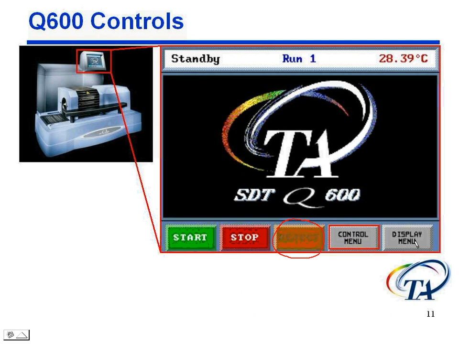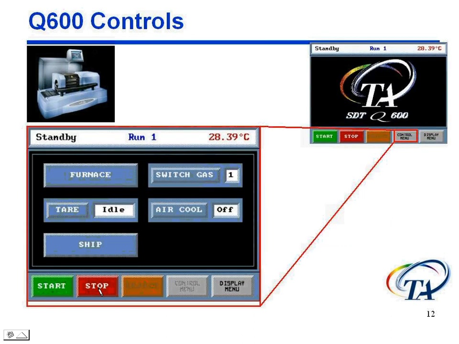If we hit that button for the control menu, we'll see this screen. We still have the same buttons across the bottom here, but it gives us the controls for the furnace and the taring. So the furnace will either open or close, depending on where it's at. It'll go the other direction. We could switch gas manually from here. We could turn air cool off and on from here. And then the display menu will just show you the different signals, etc.